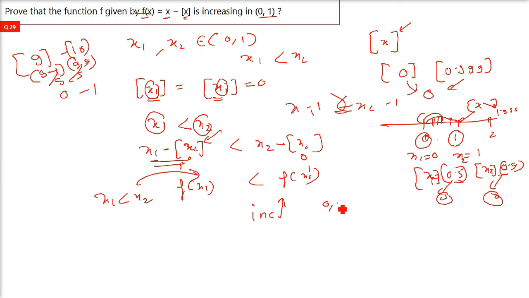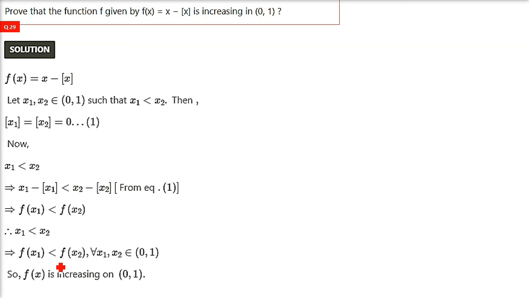So that means this function is increasing in 0 to 1. So this is the logic. Differentiation of the greatest integer function will take a lot of effort. It has different signs. So this is the whole idea. I explained it to you with numbers.